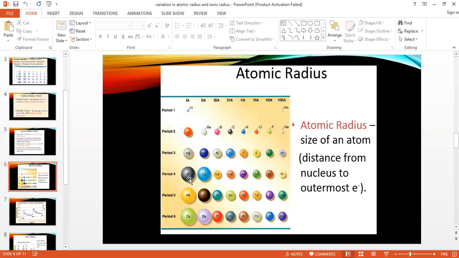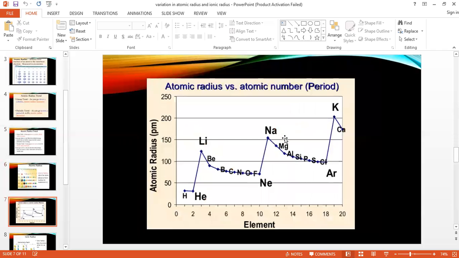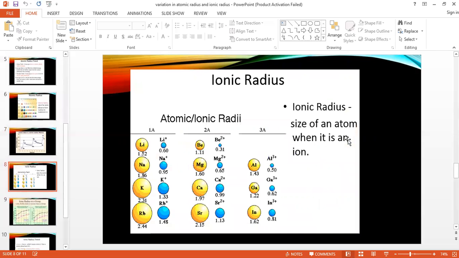See lithium, sodium, potassium, rubidium, cesium. When we go down, their size is more. But from left to right, take any example like lithium, beryllium, boron, until neon. From left to right, size decreases. So you need only that what will happen from top to bottom, from left to right. Read this graph carefully, please, and then you can predict whether it will increase or decrease. What do you think from lithium to fluorine in period 2? And from sodium to argon, potassium to calcium? It means from left to right, decrease, but from top to bottom, increase.